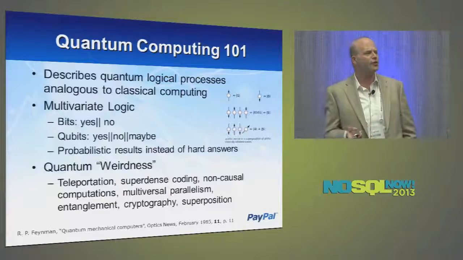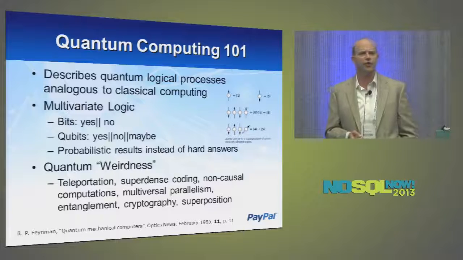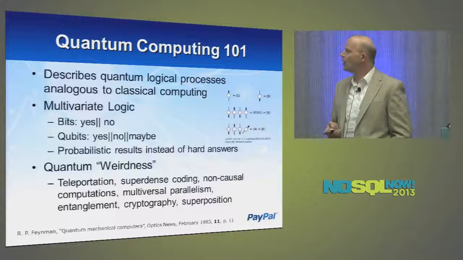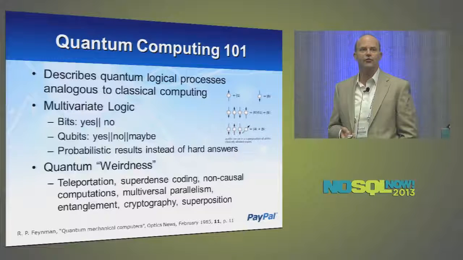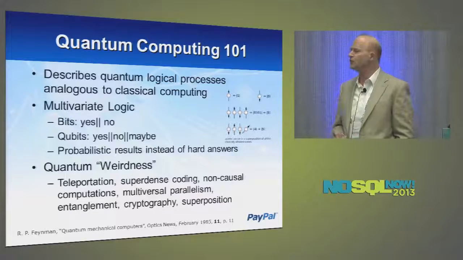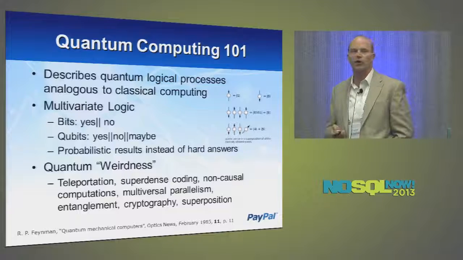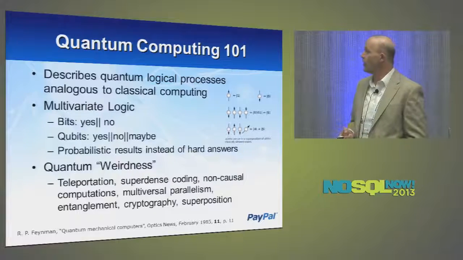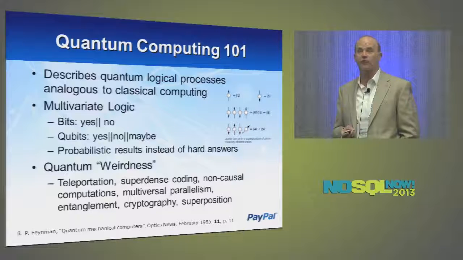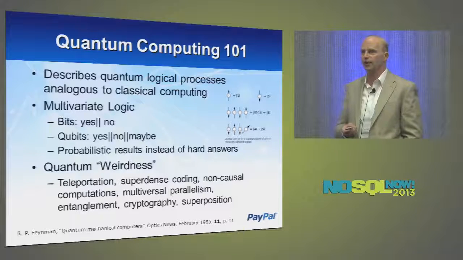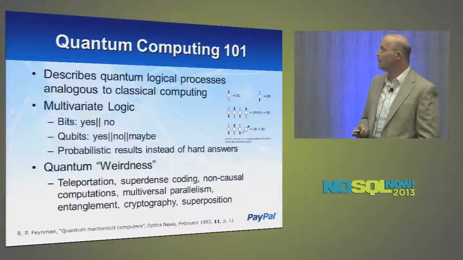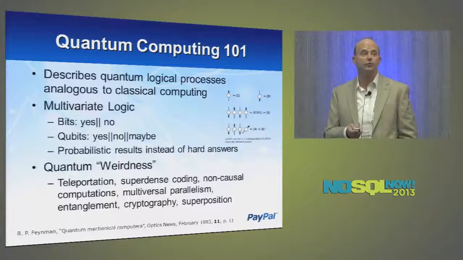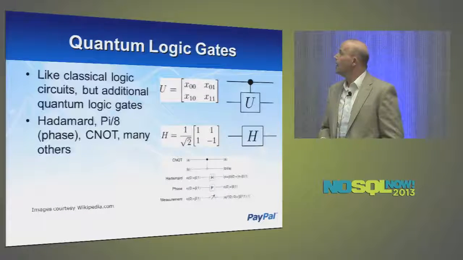We get probabilistic results. There's a 60% chance that it's going to rain tomorrow. Well, maybe not in San Jose. But we get probabilistic results. There's also a lot of quantum mechanical effects in here. We get teleportation. We're going to talk about that in about 45 seconds. Some superdense coding, non-causal computations. That means that the cause and the effect aren't necessarily related. Multiversal parallelism, alternate universes and all that. A lot of craziness goes on in quantum computing.